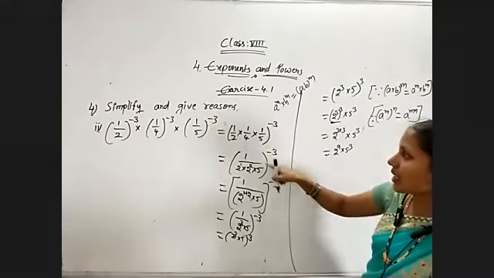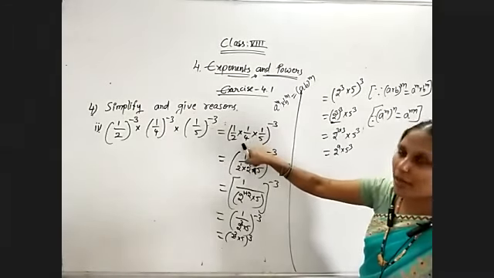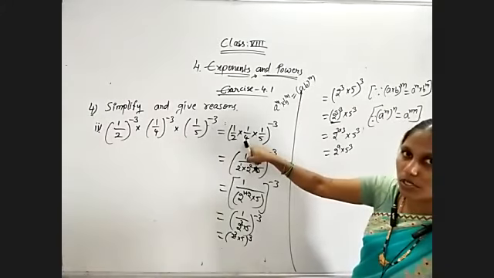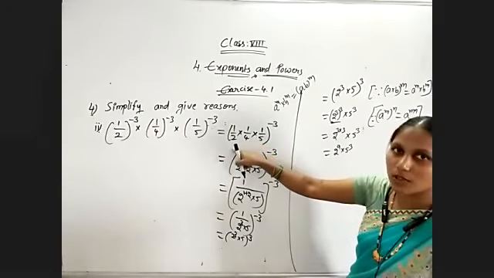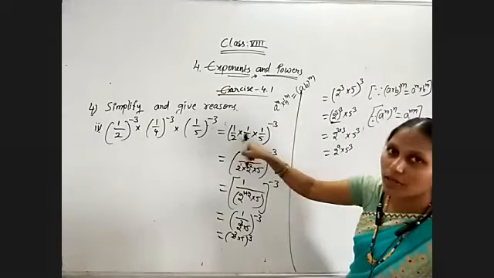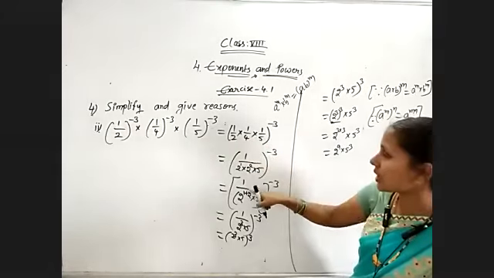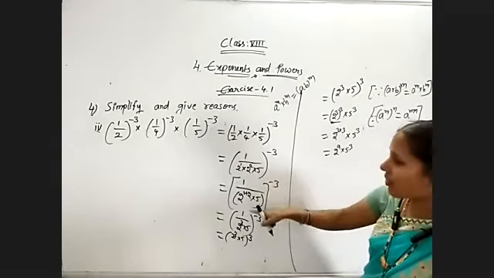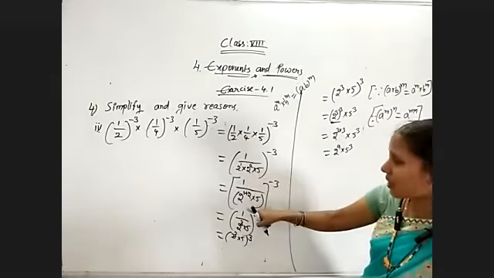After that, by simplifying this, 4 is not a prime number, so I am expressing 4 in terms of 2. That is, 2 square is equal to 4. Then 2 square and 2 power 1: 2 plus 1, 3. Completely 2 cube is there, by using a power m into a power n is a power m plus n, that is 1 plus 2 equal to 3.